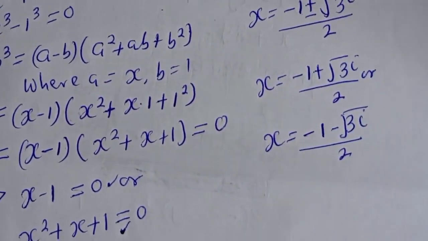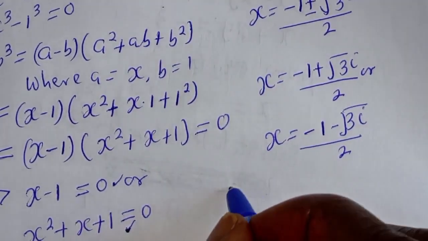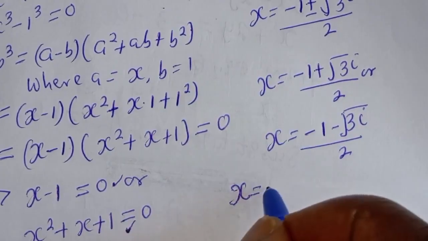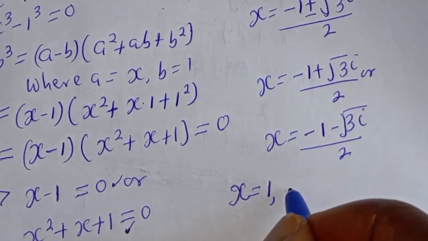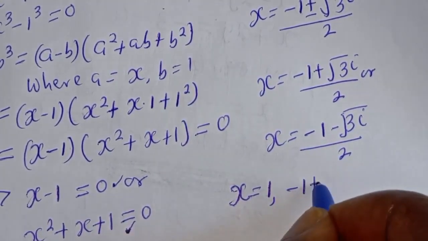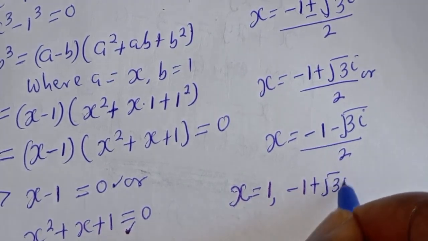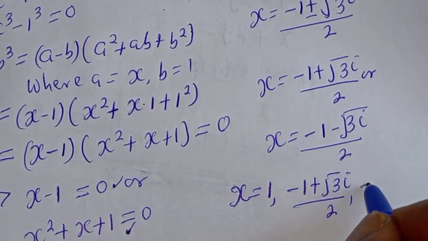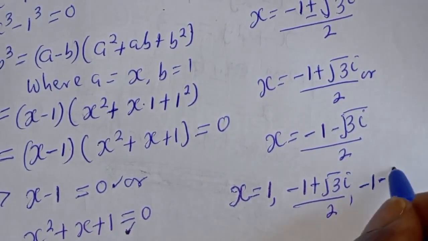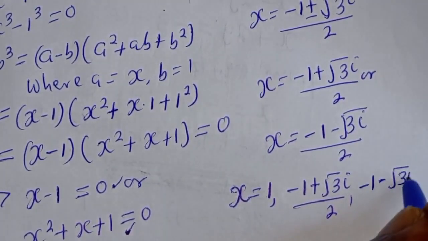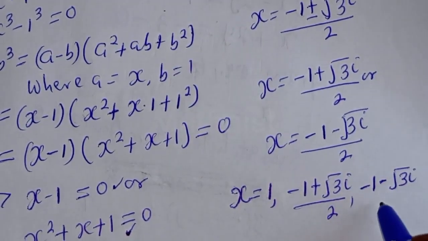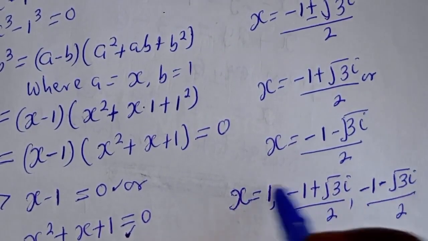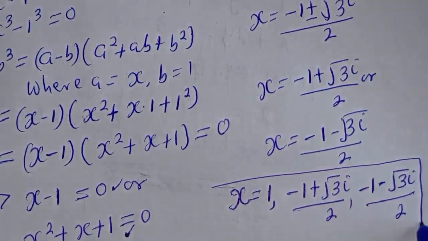Therefore, our final answers are S is equal to 1, minus 1 plus root 3i over 2, minus 1 minus root 3i over 2. This is the final answer.